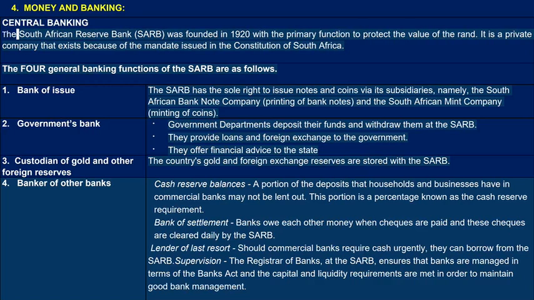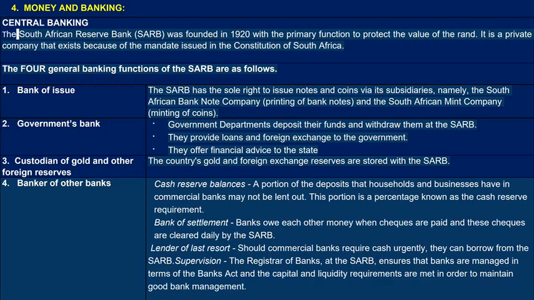As the custodian of gold and other foreign reserves, the country's gold and foreign exchange reserves are stored with the South African Reserve Bank. As the banker of other banks, cash reserve balances, a portion of the deposits that households and businesses have in commercial banks may not be lent out. This portion is a percentage known as the cash reserve requirement. And that cash reserve requirement is then held with the South African Reserve Bank.